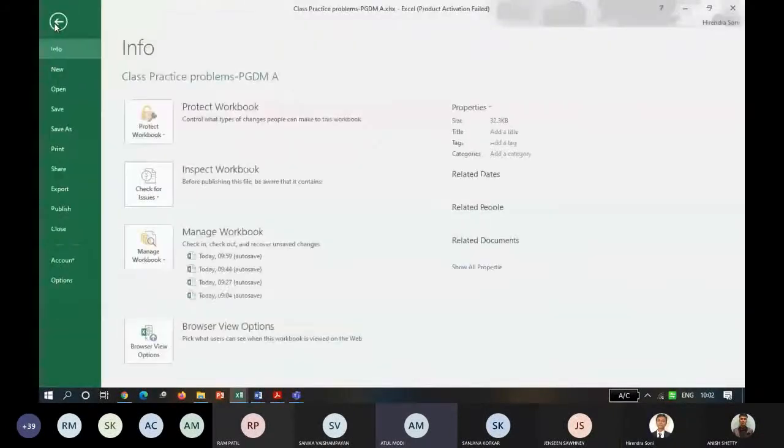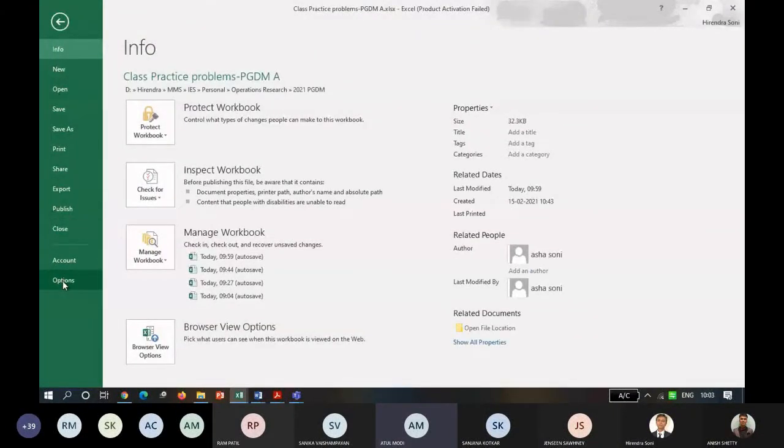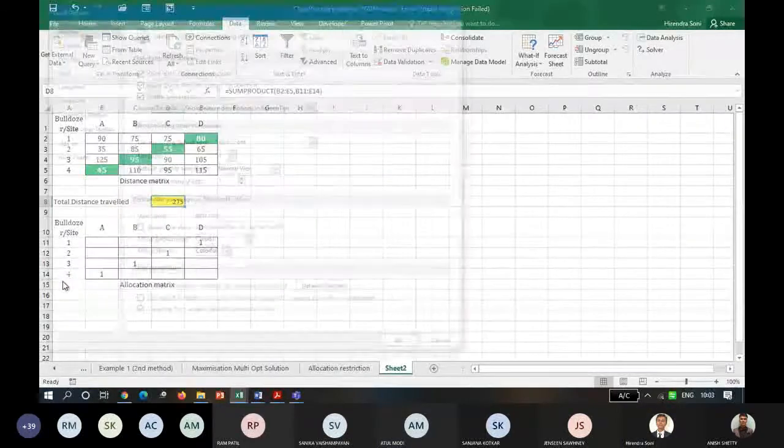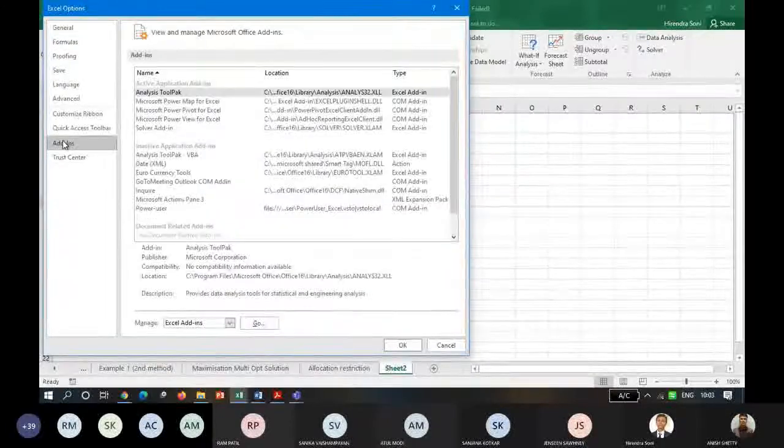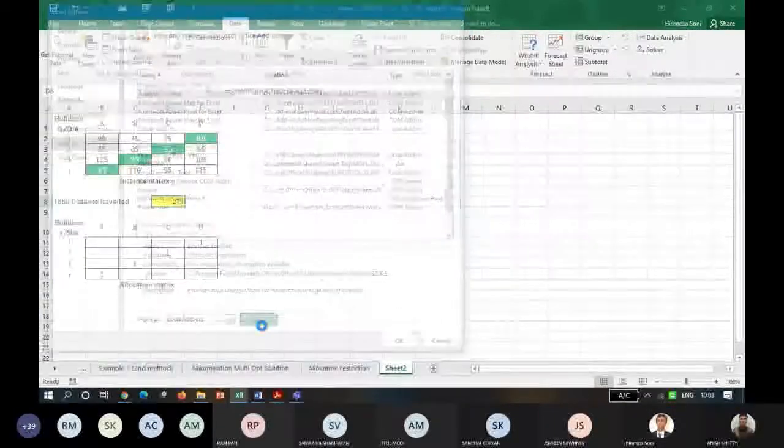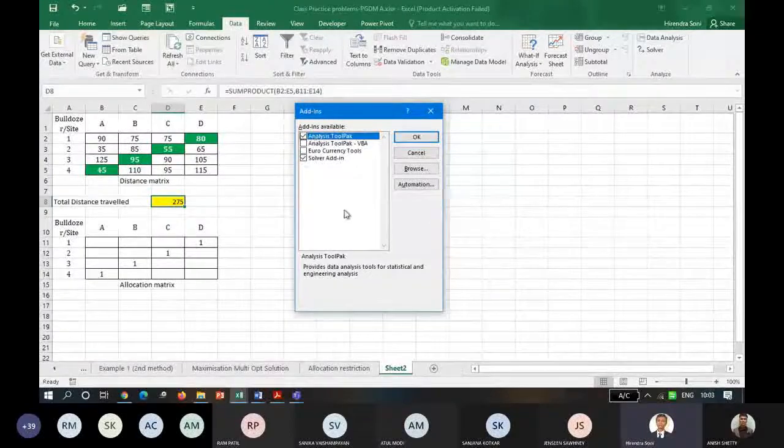File, go to Options, go to Add-ins. After Add-ins you will have to go to Excel Add-ins and click on Go. When you click this, you see this dialog box which has the add-ins which are available from Microsoft itself. So just tick mark the Solver add-in.